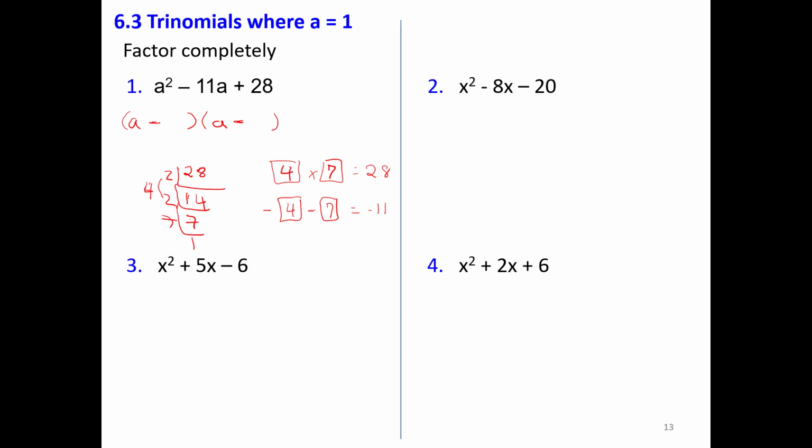Here we need the same numbers. This must be negative 4 and negative 7. Negative times negative is positive 28, so the numbers must be negative. Negative 4 times negative 7 is 28, and negative 4 plus negative 7 equals negative 11. The numbers are negative 4 and negative 7. And you can multiply to double check.